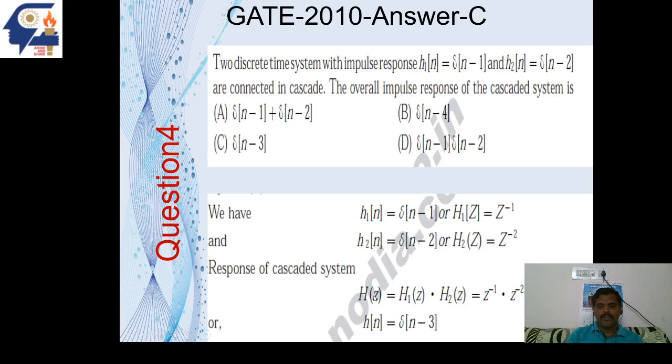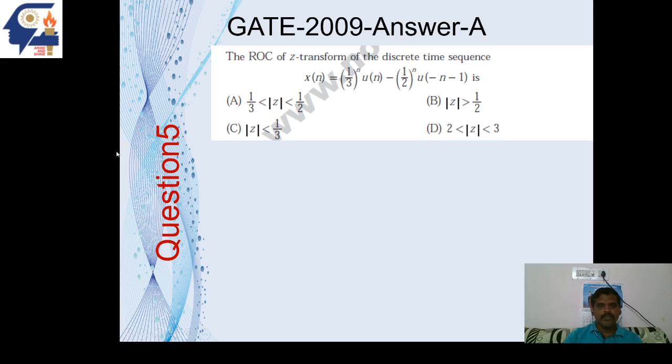Now H of z, the overall impulse response, is in terms of the z domain, but check the multiple choice. The multiple choice is in terms of the time domain, that means the impulse response is in the time domain, not in the z domain. So we have to apply the inverse z transform on both sides. If I apply the inverse z transform, the left side capital H of z will become small h of n. It is a delay by 3 samples, which means del of n minus 3. So check the multiple choice.